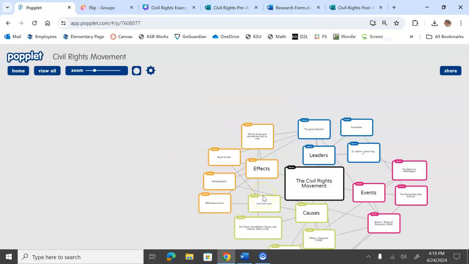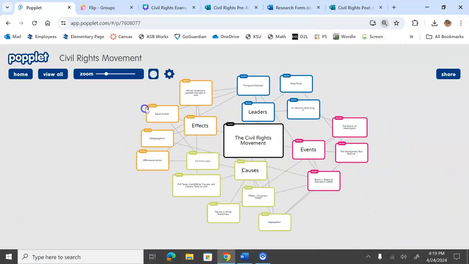So here's an example. I actually did this Poplet on the civil rights movement. So they only studied one event, so theirs looked a little bit different. But just as an example, I broke it down into effects, causes, events, and leaders. They could have done the same thing for their event, and this is just to help organize their thoughts in a way that's comfortable for them.